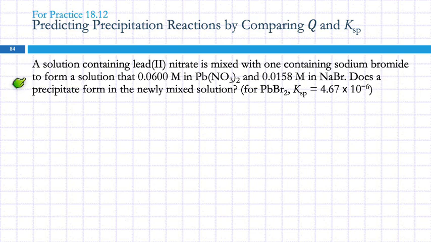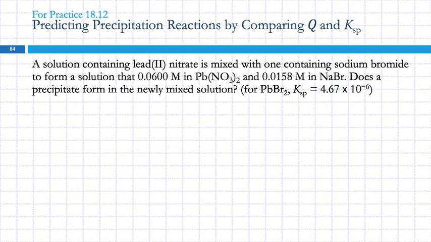So that's a lot of words. It's actually worded in a way that's easier than it could be. They could say, well, there's this many milliliters of this concentration of lead nitrate mixed with this many milliliters of this concentration of sodium bromide. Is it going to precipitate? And then we'd have to do some dilution problems and add some things together, and it would be kind of confusing. So they did all of that for us. They're saying that in this newly mixed solution, you've got 0.06 molar of this and 0.0158 molar of that.